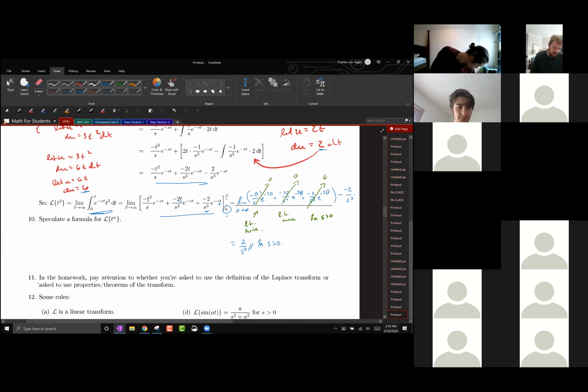In the homework, pay attention to whether you're asked to do the definition of the Laplace transform or asked to use properties and theorems in order to find the transform. Okay. So based on what we sort of saw here, let's see if we can do the Laplace transform of the generic power function. The Laplace transform of t to the n, which we would compute by doing the integral from 0 to infinity of e to the minus st times t to the n dt.